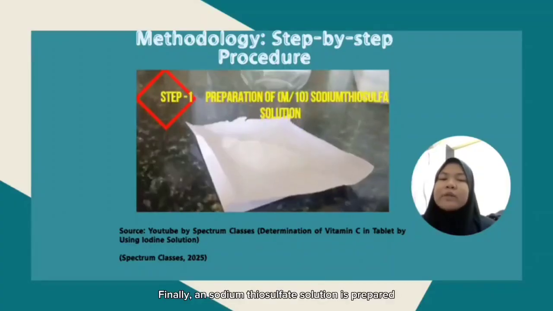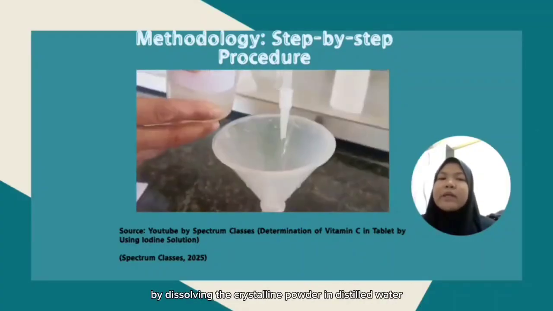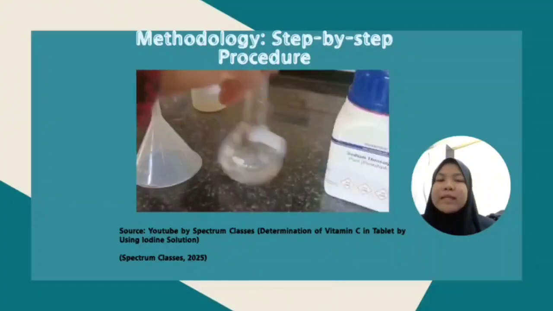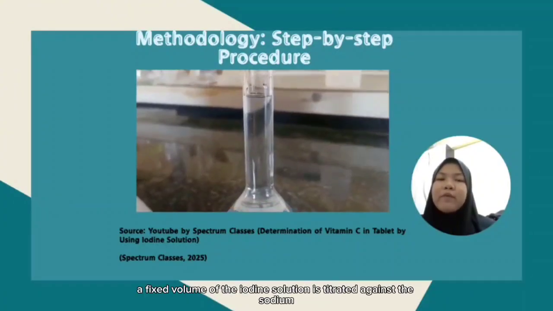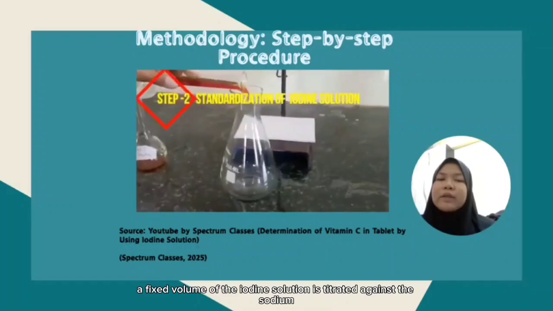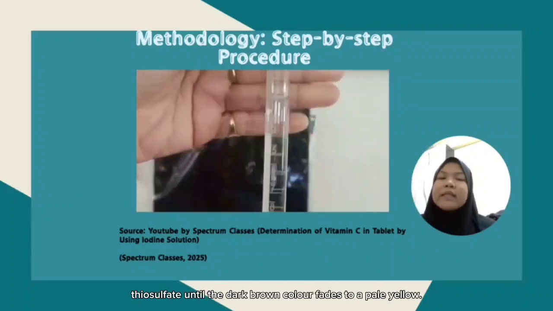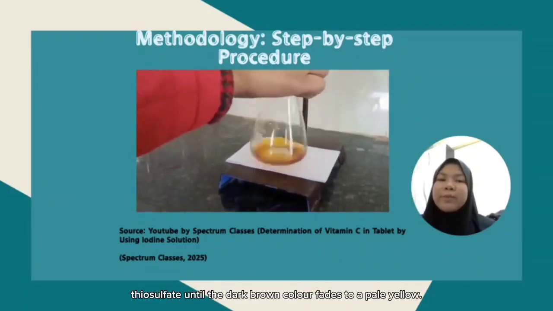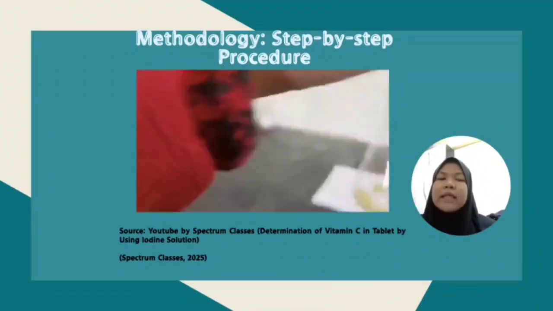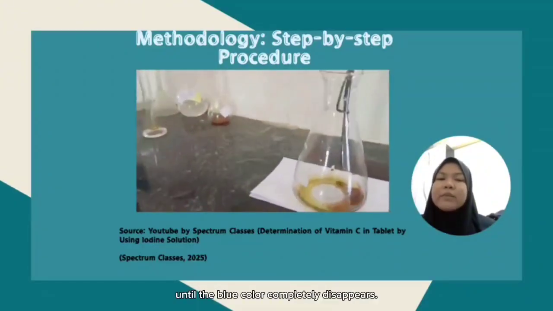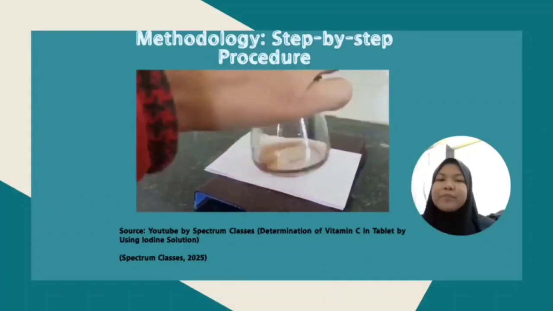Finally, a sodium thiosulfate solution is prepared by dissolving the crystalline powder in distilled water, and this will be used to standardize the iodine. For the standardization step, a fixed volume of the iodine solution is titrated against the sodium thiosulfate until the dark brown color fades to a pale yellow. A starch indicator is then added, turning the solution blue-black. Titration continues dropwise until the blue color completely disappears.